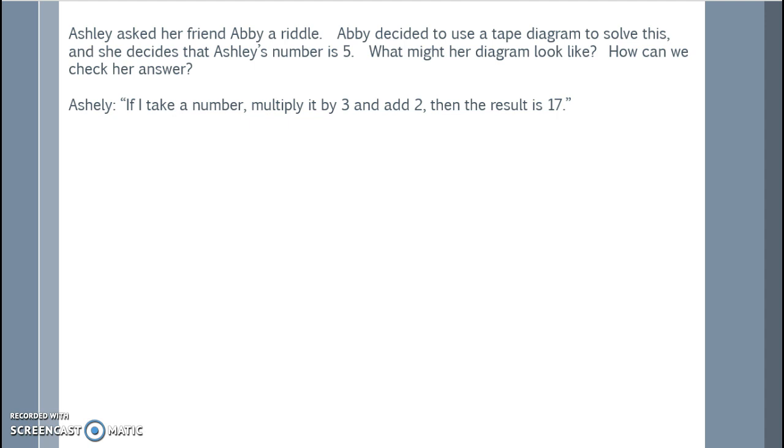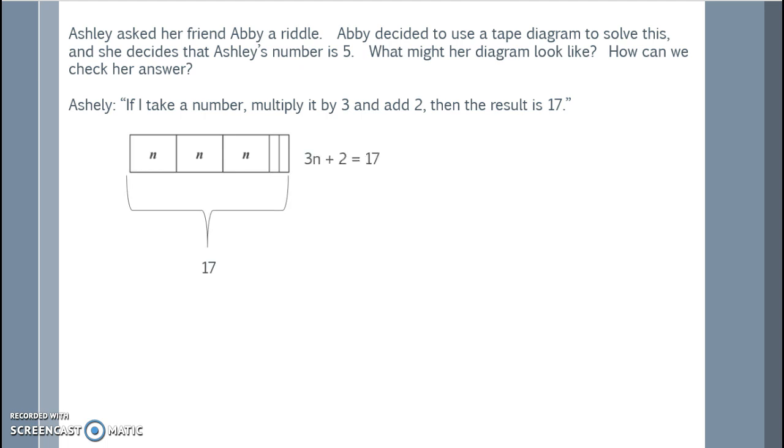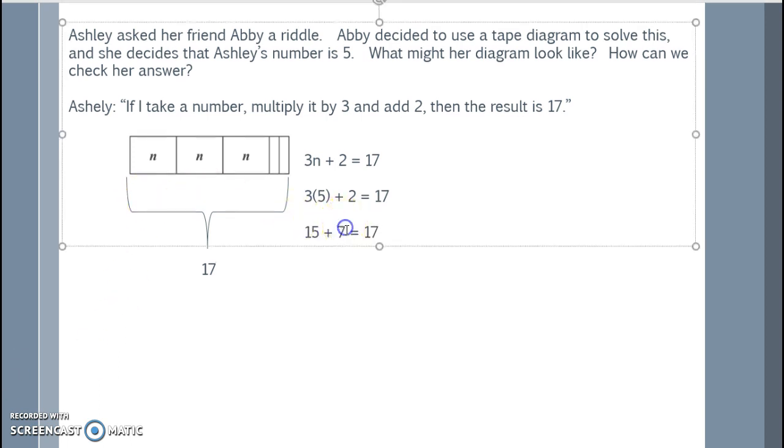So using a tape diagram is another way versus algebra tiles, but equally as effective, especially since it can work with decimals and fractions. So here's a number. It says if I take a number, multiply it by 3, so 3 n's, and then add 2, this result altogether is 17. So our equation is 3n plus 2 is 17. If I plug in 5, because Ashley says the number is 5, we get 15 plus 2 equals 17.